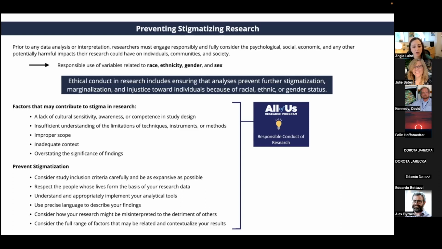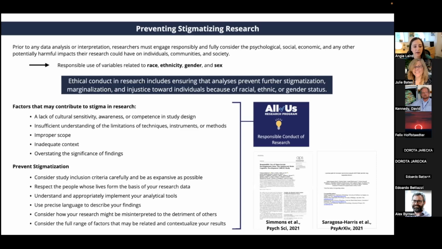And then I want to note 2 additional readings. I mentioned them on a previous slide, and I'm bringing them back up again because I think they are relevant in this context. The ABCD study, because of its large and demographically diverse sample, is really leading the way in terms of highlighting important considerations for preventing stigmatizing research. And these are 2 papers that describe these considerations and provide recommendations for how to responsibly engage with the data.